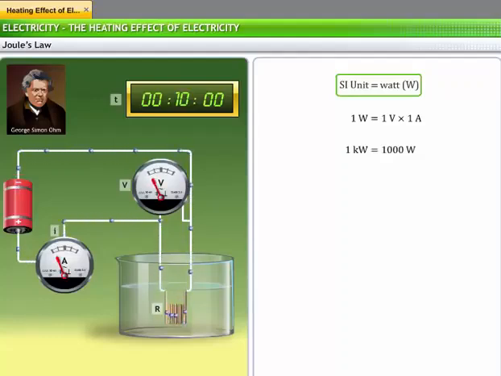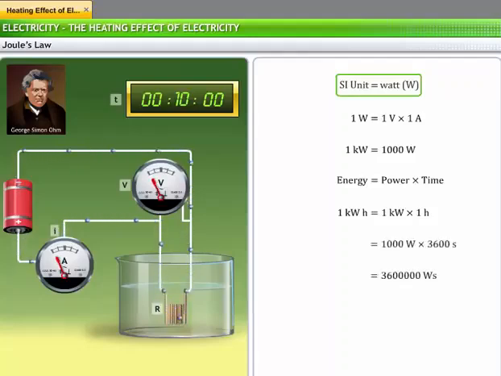According to the definition of power, energy can be represented as the product of power and time. For commercial purposes, the unit of electric energy is kilowatt hour, denoted by kWh. Simplifying the expression, 1 kilowatt hour is equal to 3.6 into 10 power 6 watt seconds. As 1 joule equals 1 watt second, 1 kilowatt hour equals 3.6 into 10 power 6 joule.